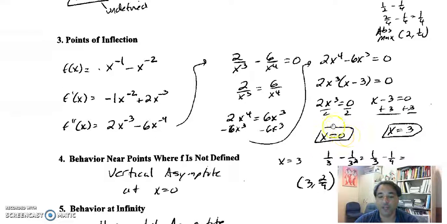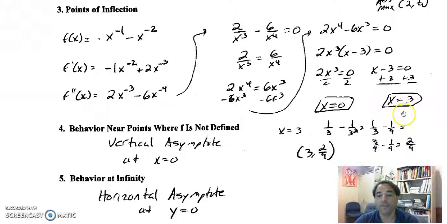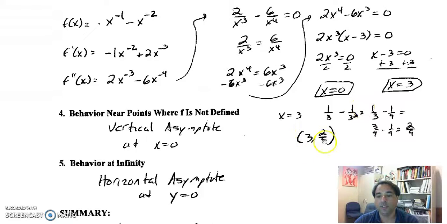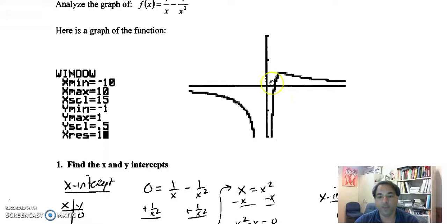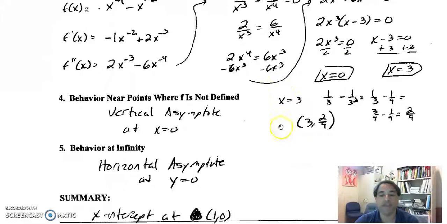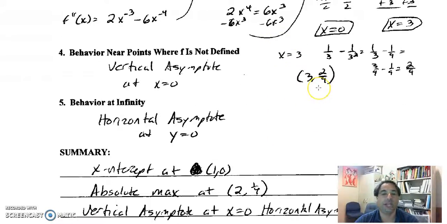We already know that 0 will not work, but if you plug in 3 into the original, you get 2 over 9. And if we go back to the graph, (3, 2/9) would be right about here on the graph. Notice where the graph is going down. It's turning from concave down to concave up. Where that happens is (3, 2/9). So we do have an inflection point at (3, 2/9).